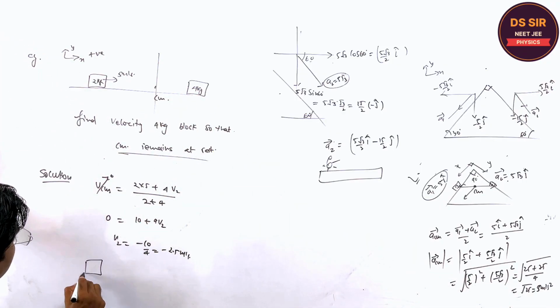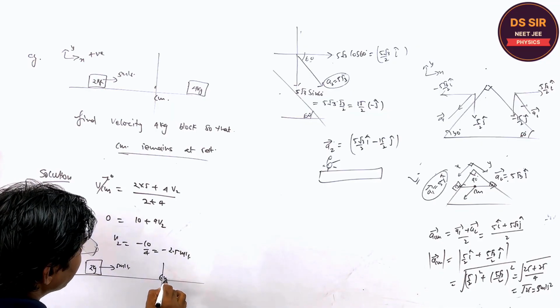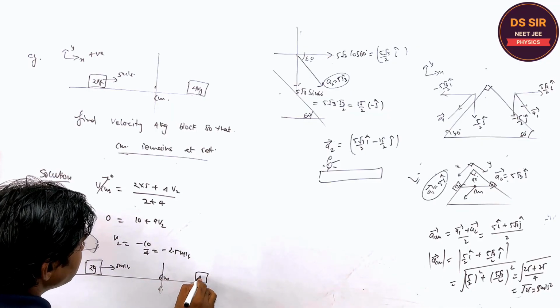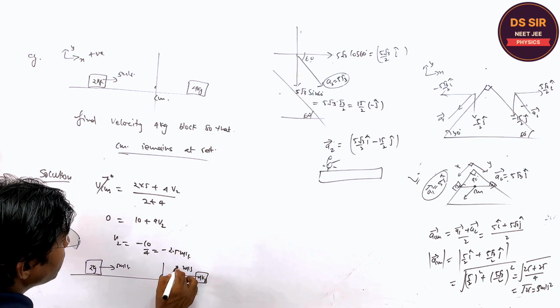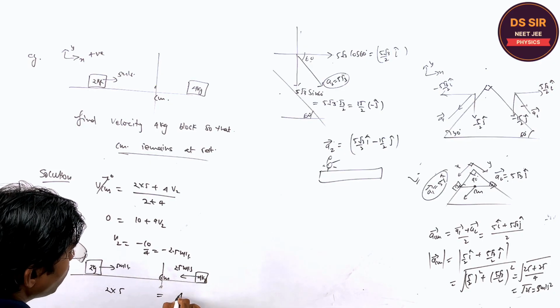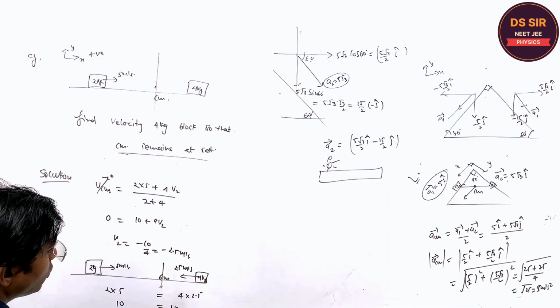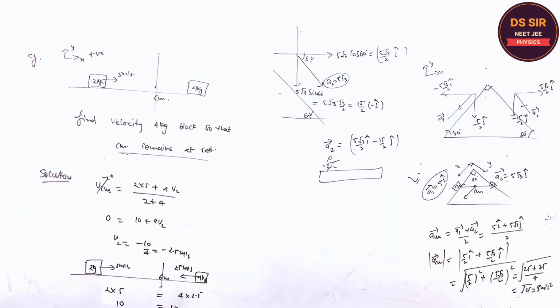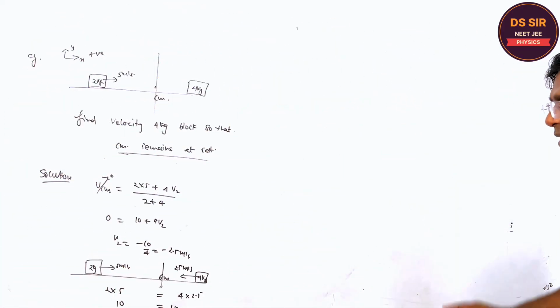Listen one thing. This is the 2 kg, 5 meter per second. If the center of mass is at rest, what does it mean? The 4 kg must move in this direction at 2.5 meter per second. Are you getting or not? 2 into 5, this is the linear momentum, and 4 into 2.5, the linear momentum is equal. It is also 10, equal and opposite in direction. Is it clear or not? So the center of mass is at rest.